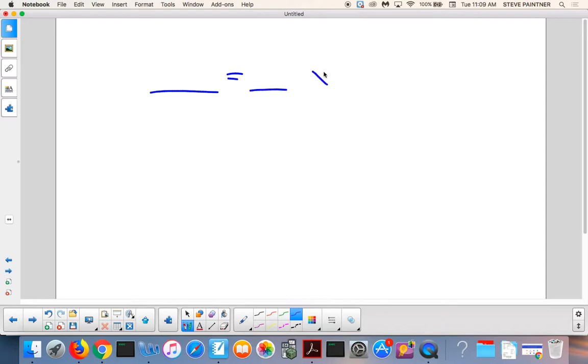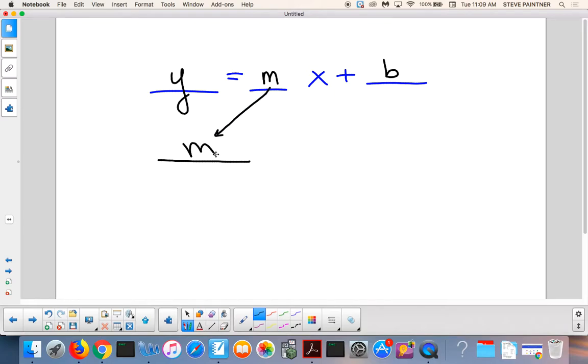Slope-intercept form: y equals mx plus b. That's it. Fill it in. That shouldn't be hard because this is all review. Where m is the slope. Isn't it m? Yes, it is.